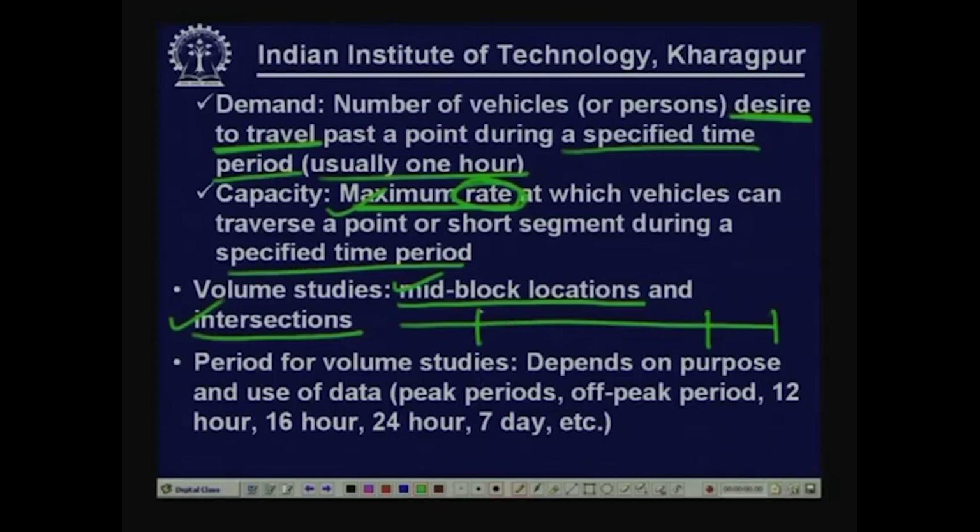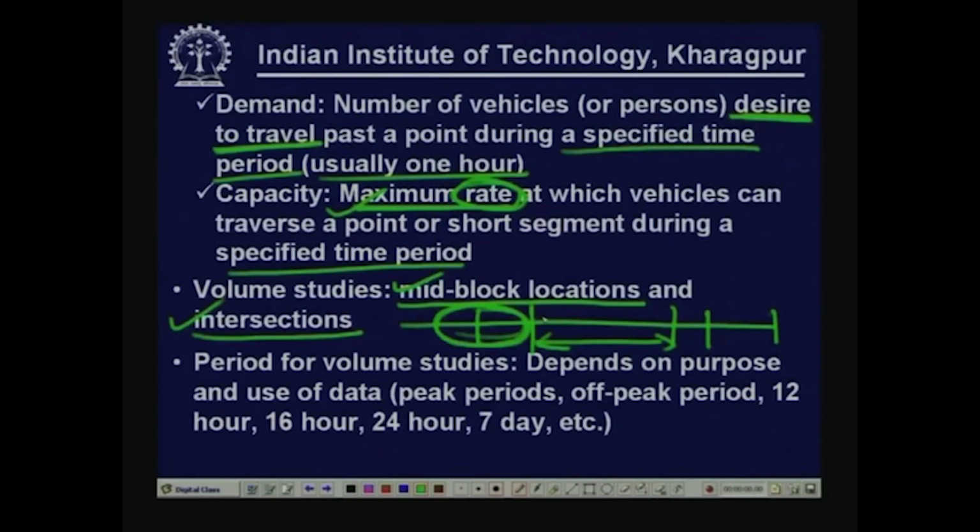So, within that intersection area, within the intersection influence area, we normally call that location an intersection block, and away from intersections, that stretch which is free from the influence of intersections is called a mid-block location. So, we carry out traffic volume studies for mid-block locations as well as for intersections.